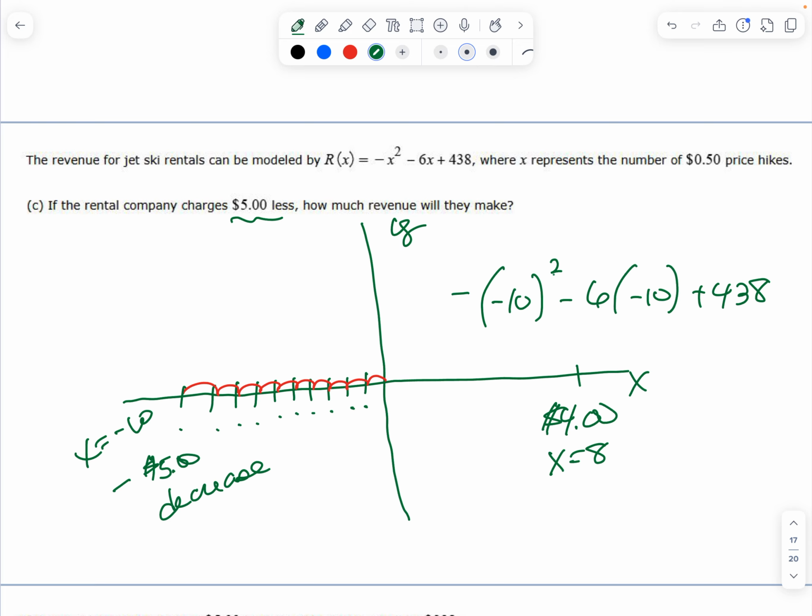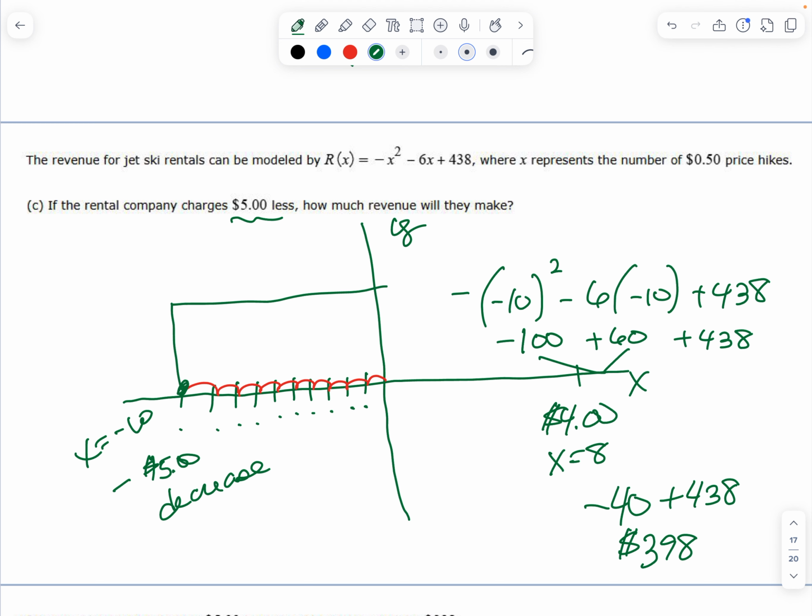All right, so that's 100. That becomes a negative 100. That becomes a plus 60 plus 438. These two get together. That makes a negative 40 plus 438. And that should leave us with $398. So that's somewhere up here, over negative 10 and up to making $398.